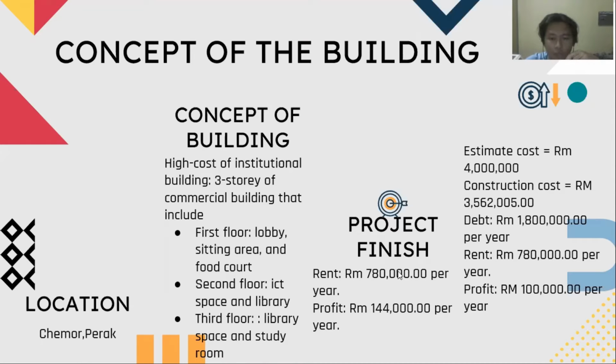So our project finished, rent at RM 780,000 per year and profit RM 144,000 per year. So estimate cost RM 4 million and construction cost RM 3.562 million and debt RM 1.8 million per year. Rent RM 780,000 per year and profit 100,000 per year.